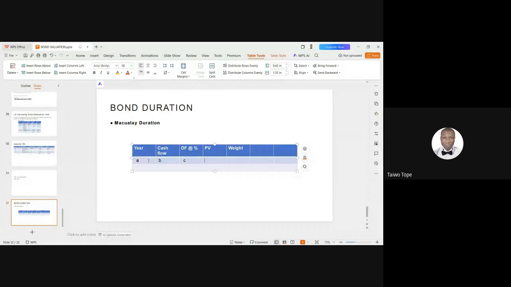How do I get my PV? Somebody should tell me how to get PV. It's B times C. Very good. So my PV, I will say it is D, and D will be equal to B multiplied by C. Now, how will I get my weight? My weight, E, will be equal to A multiplied by D. Once you know this concept, that is all about Macaulay duration. Once you can hold this concept, you should be able to solve a question on Macaulay duration.